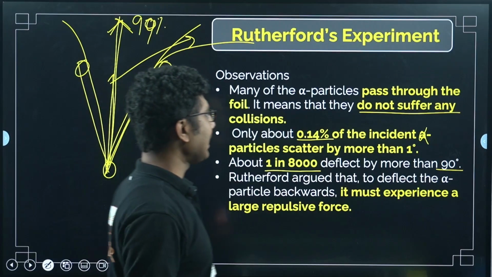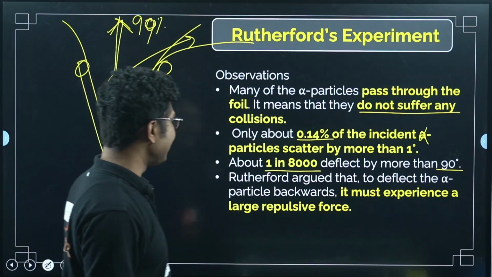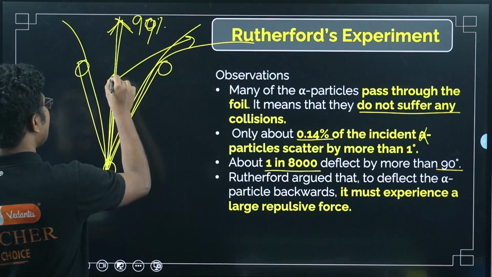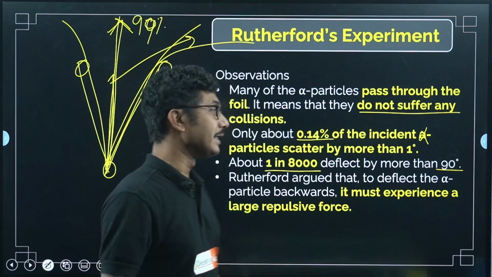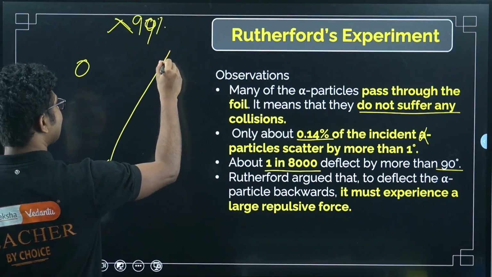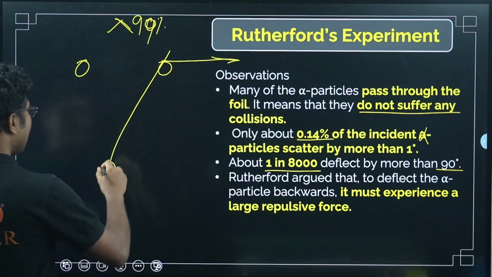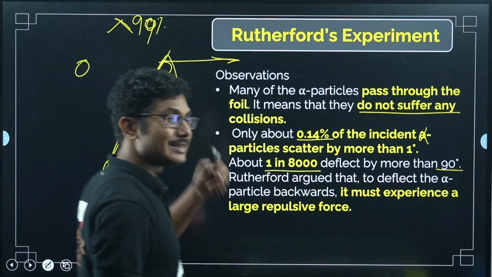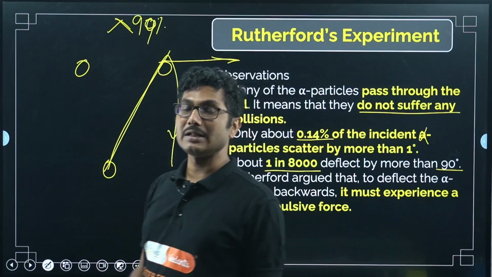Rutherford argued that to deflect the alpha particle backwards, it must experience a large repulsive force. So if this alpha particle is deflected by more than 90 degrees, suppose it hits like this and somehow goes in this direction, that is 90 degrees. But if it is coming back like this, then there is something strong repelling this alpha particle. The alpha particle is positively charged.